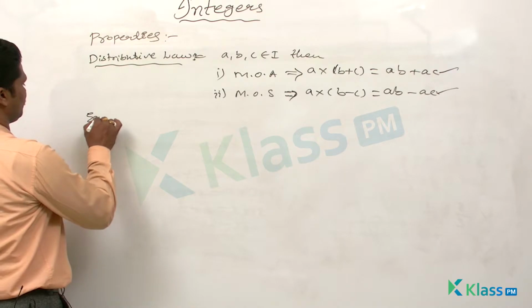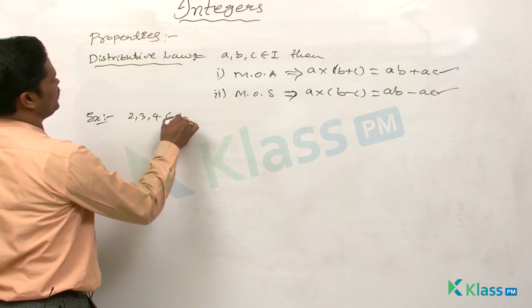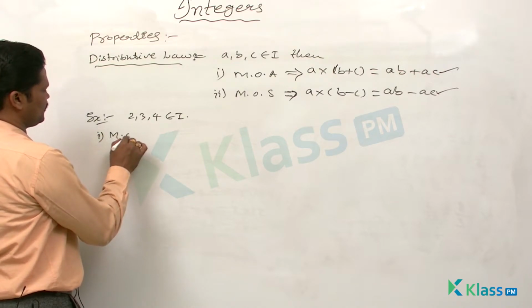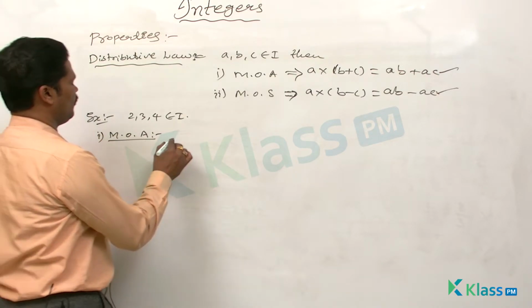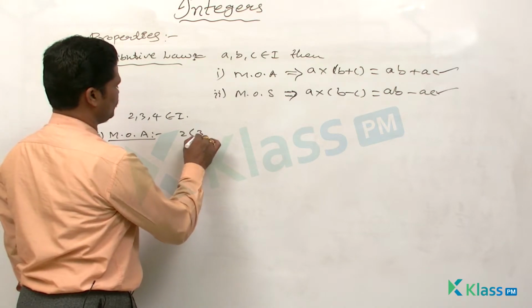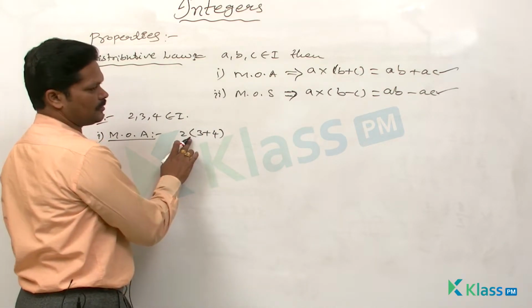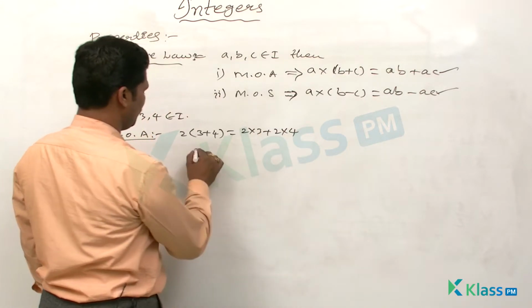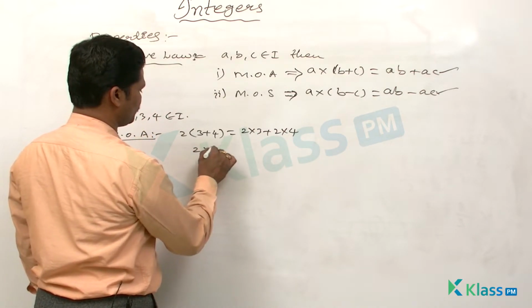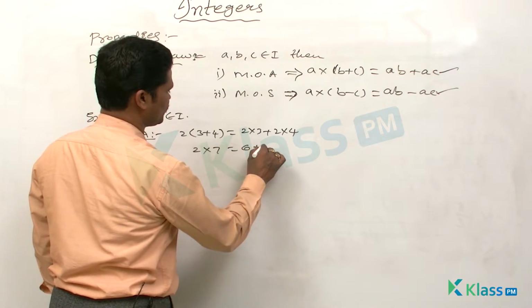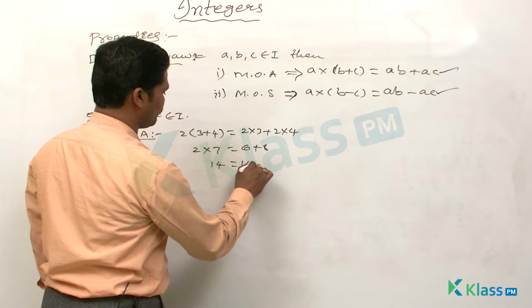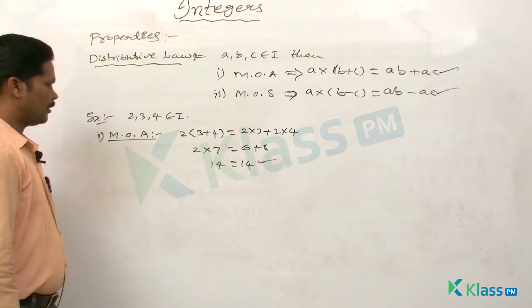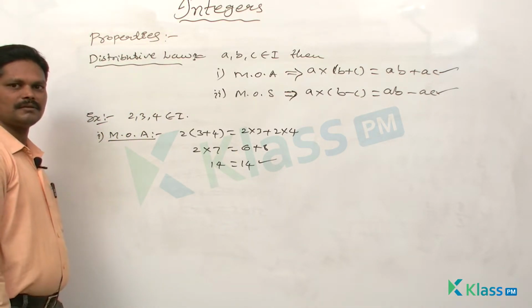So I am giving an example with the integers 2, 3, 4, and I am taking the first one, multiplication over addition. How are we taking it? 2 into 3 plus 4 equals 2 into 3 plus 2 into 4. Then we have 2 into 7 equals 6 plus 8, so 14 is equal to 14. So it is satisfied. The distributive law, multiplication over addition, is satisfied.